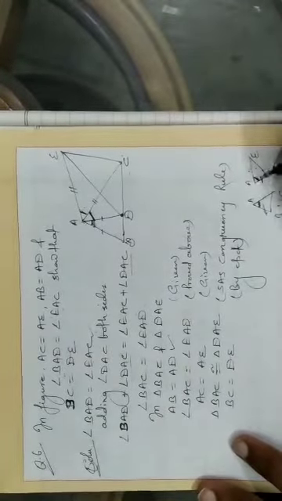So you can see here for congruency, AB is correspondingly equal to AD. This is given to you in the question. Second, we have written here angle BAC equals angle EAD. These are correspondingly equal. This we have already proved here. And you can see here this angle and this angle are correspondingly equal.